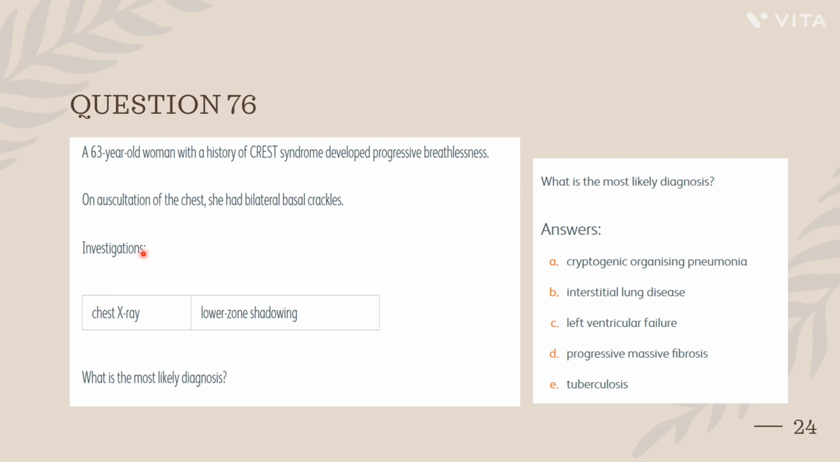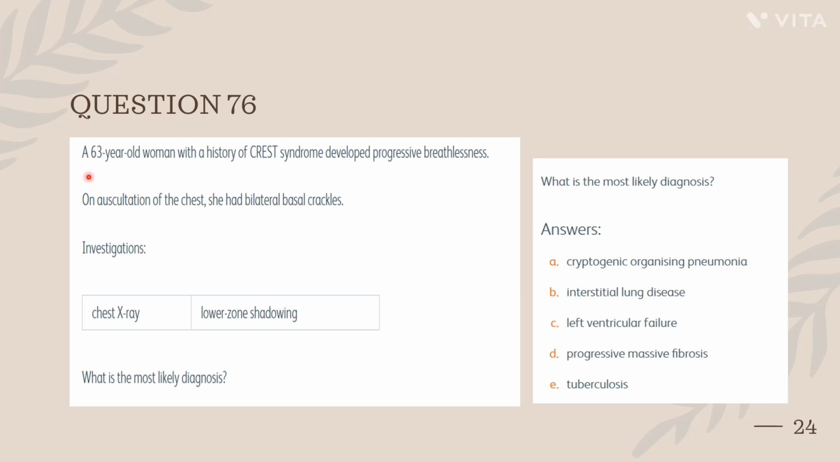Or they can even ask you, like, in the culture, the organism is coming as a group of cocci in clusters. So that is the characteristic appearance of Staph aureus. There was a question in this MRCP August which they asked. They described an infection caused by the staph. I don't remember if it was infective endocarditis or a skin infection. And then they told in the culture it is showing gram-positive cocci in clusters. So gram-positive cocci in clusters is Staph aureus. Gram-positive cocci in pairs and chains is your streptococcus. Okay.